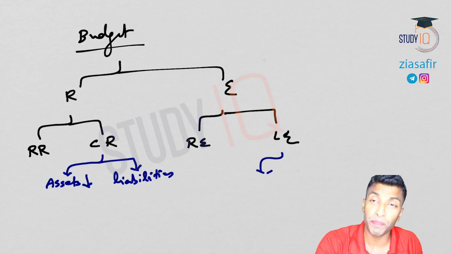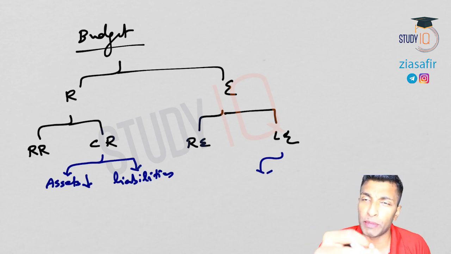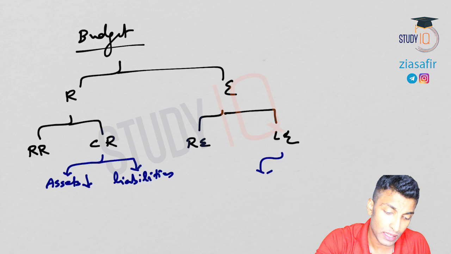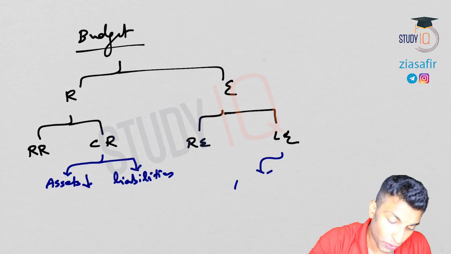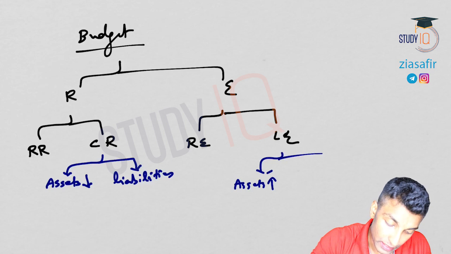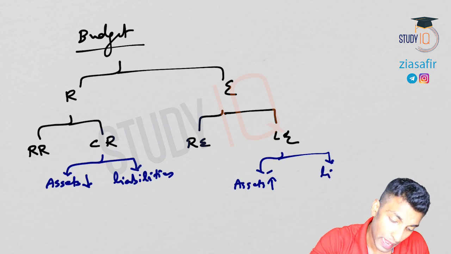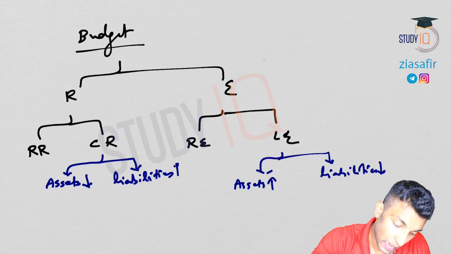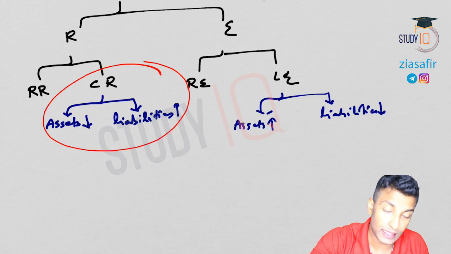What about capital expenditure? You will be spending money for development of capital or infrastructure, so assets will increase. Either you will be lending to someone; that expenditure may be lending, so you are giving a loan, which is an asset. So assets will increase. What about liability? You might be repaying a loan using that money, so liabilities will decrease. This is what we have seen here. Capital receipts means you are receiving money, so assets will reduce.